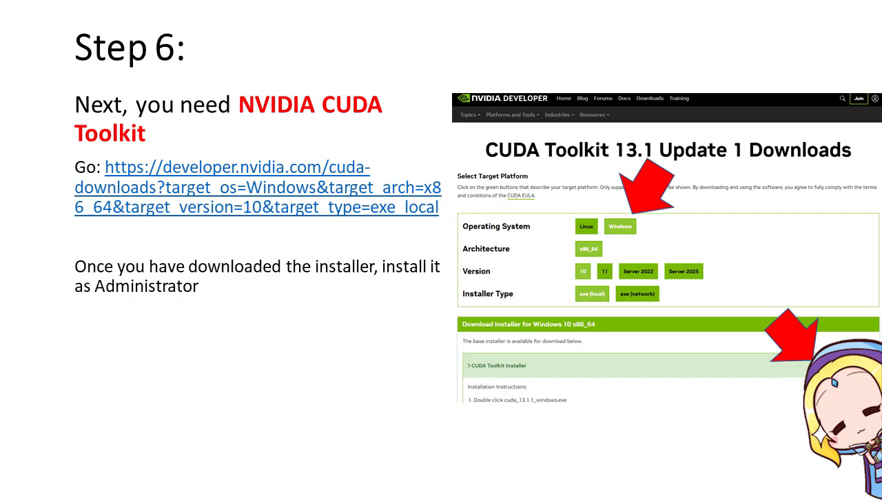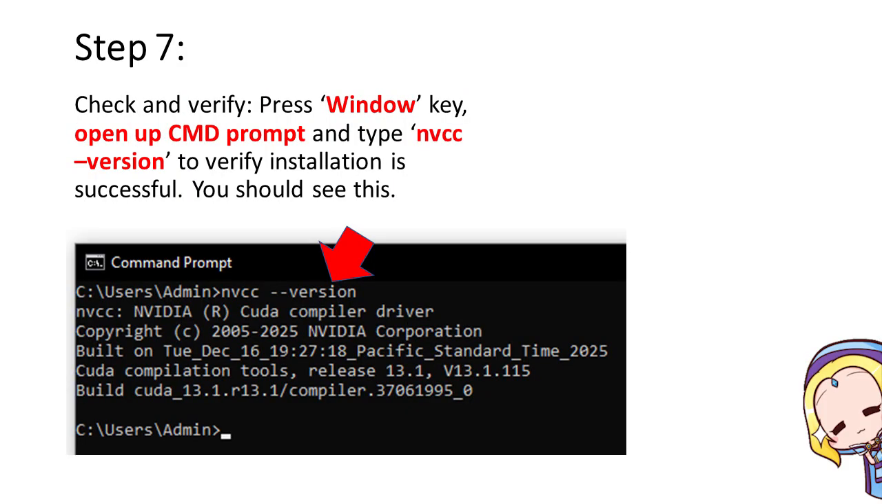Step 6 is where we install NVIDIA CUDA Toolkit. Select your operating system, architecture, version, and installer type. Step 7 is a step for verifying if you have installed the NVIDIA CUDA Toolkit properly. Check and verify, press Window key, open up CMD prompt and type nvcc --version to verify installation is successful.